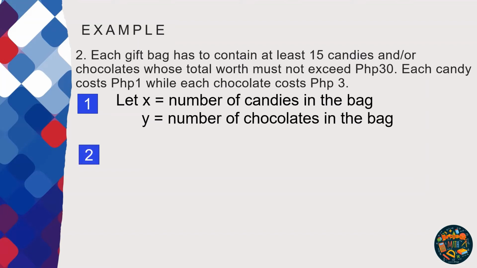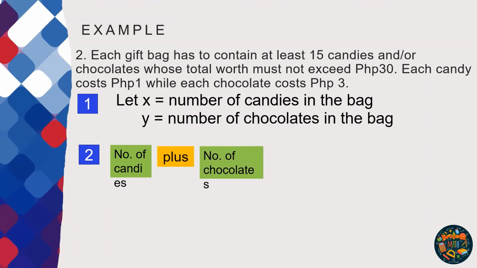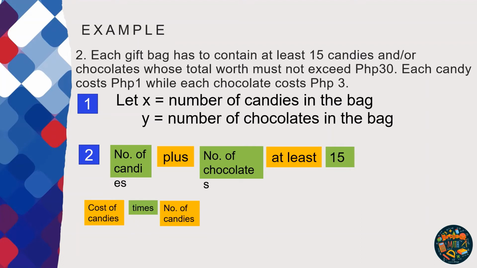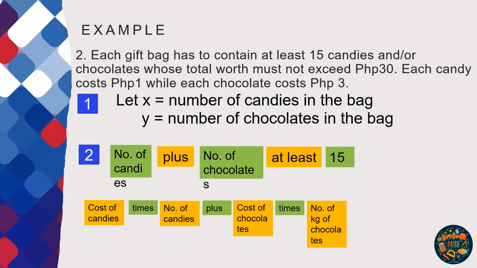And for step number 2, what are the important parts of the problem? We have the number of candies, the number of chocolates, and at least 15. And we have the cost of candies, the number of candies, cost of chocolates, and the number of chocolates which is not to exceed 30 pesos.